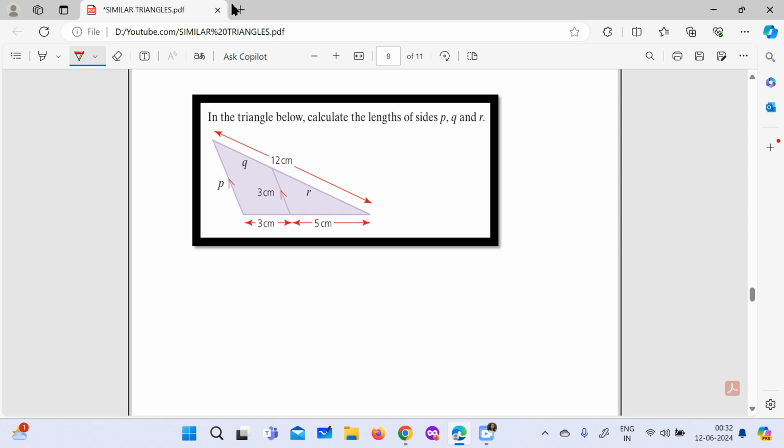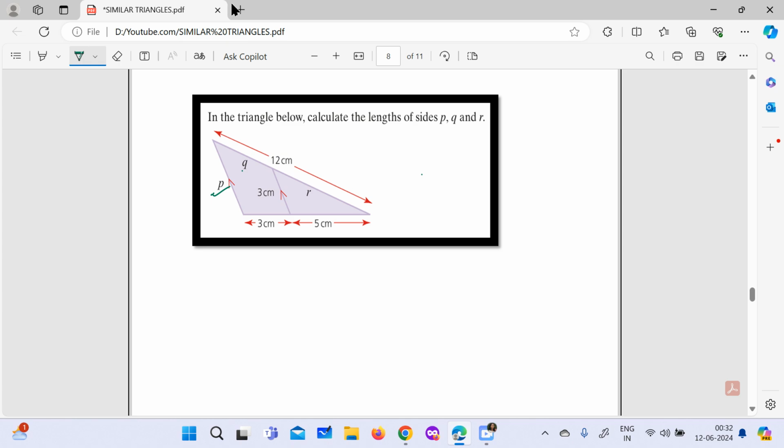Yeah, this question looks good. So here you see in the triangle below, calculate the lengths of sides P, Q, and R. Okay, so here is your P, here is Q, and here is R. So if you look at this, it looks easier to calculate the value of P first. So how we can write that? Okay, so P is the corresponding side of this 3 centimeter, this base.